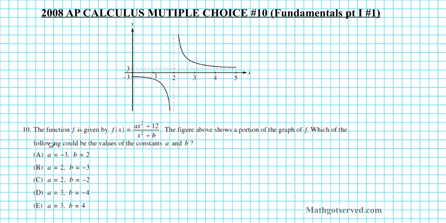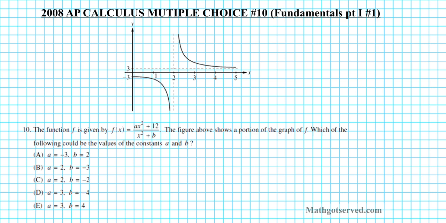So the question reads, the function f is given by f of x equals ax squared plus 12 divided by x squared plus b. The figure above shows a portion of the graph of f. Which of the following could be the values of the constants a and b?